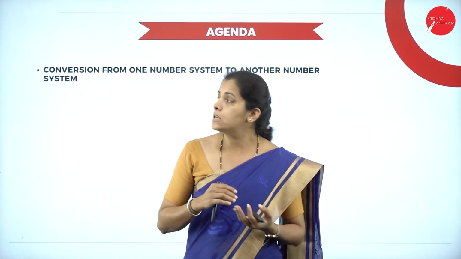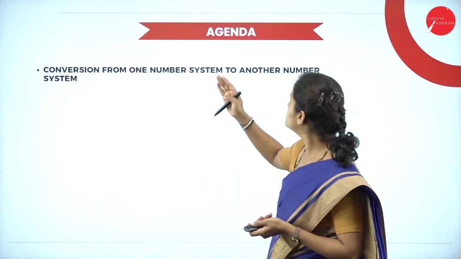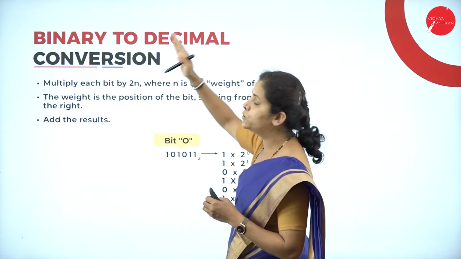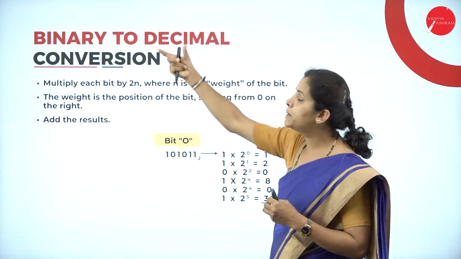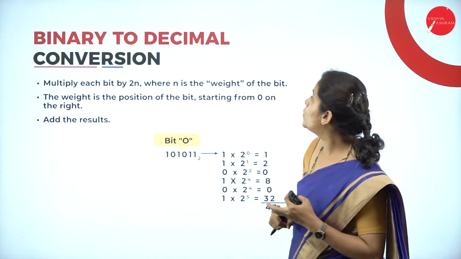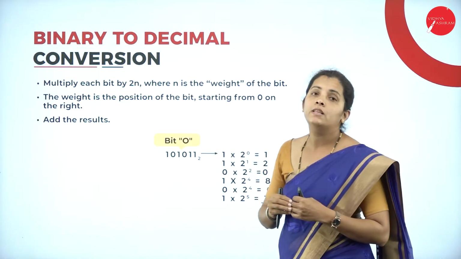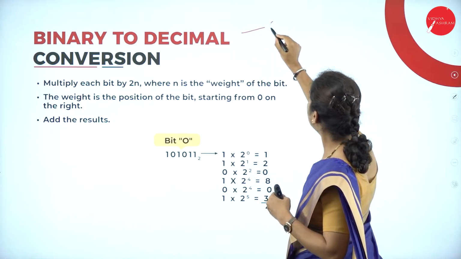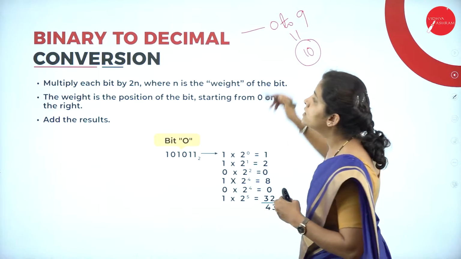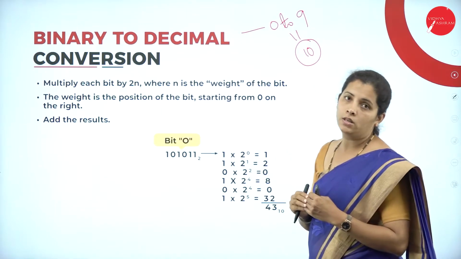In today's class, we are going to study the conversion from one number system to another. First, binary to decimal conversion. What is a binary number? The numbers are represented in the form of zeros and ones. In a decimal number, the numbers are represented in the form of 0 to 9, total 10. So how do we convert the binary number into decimal?